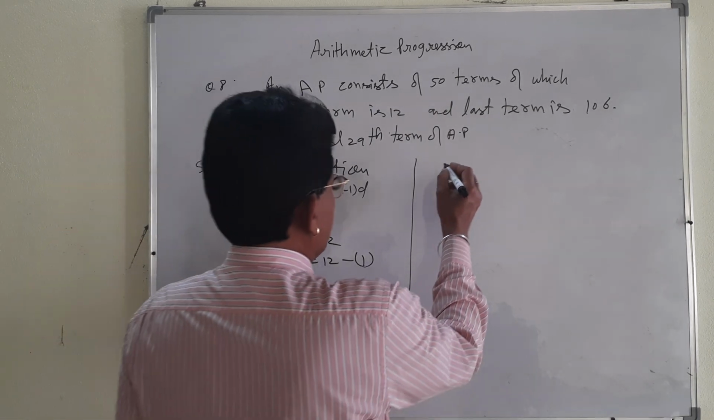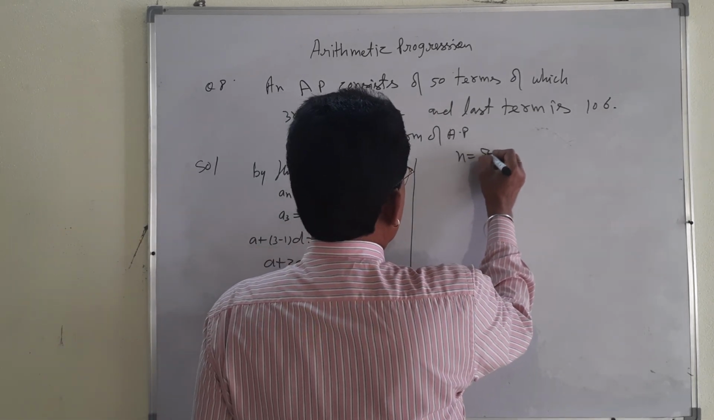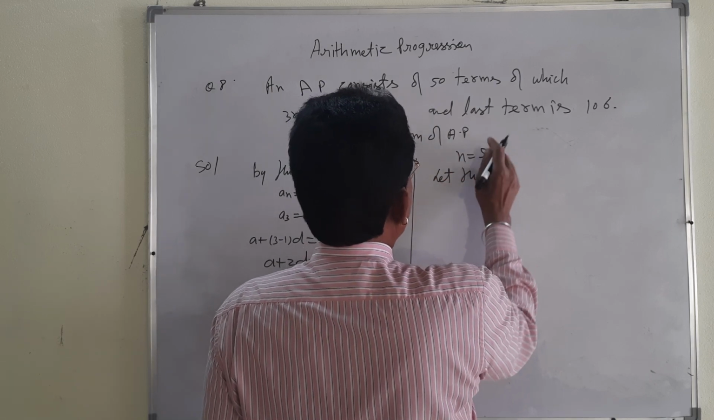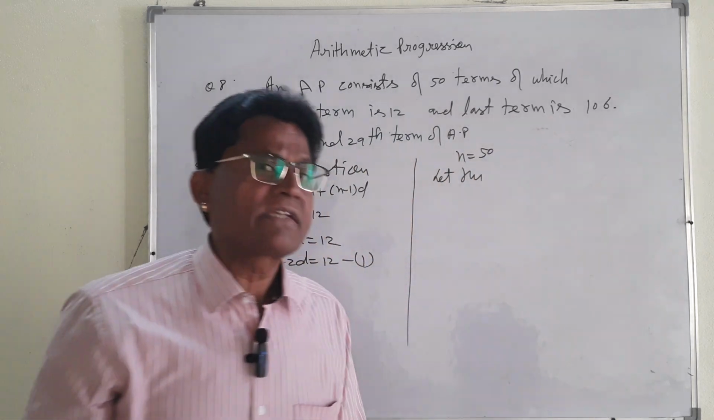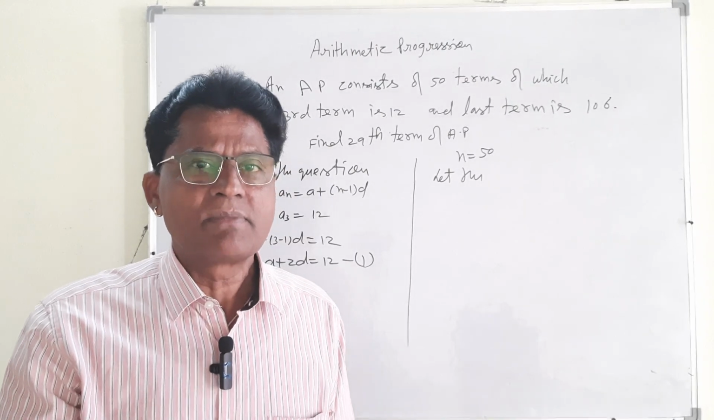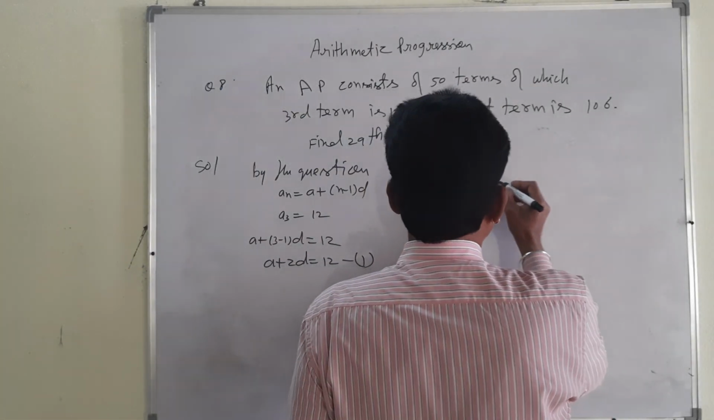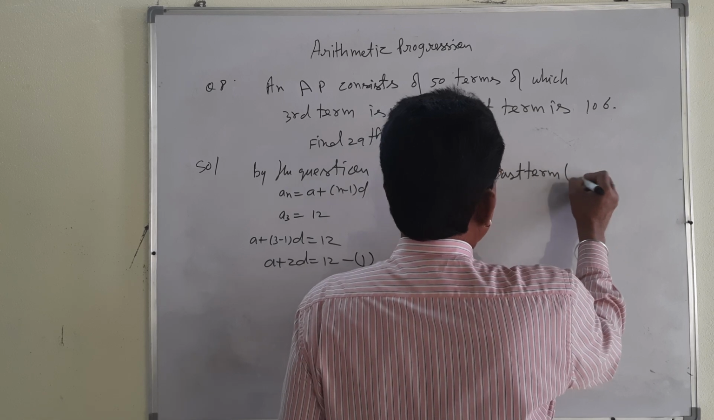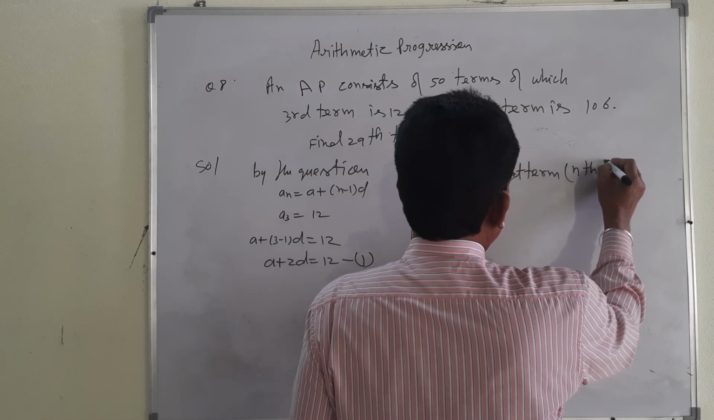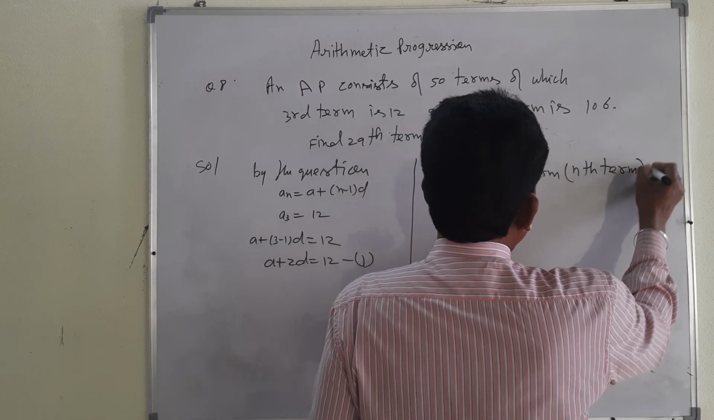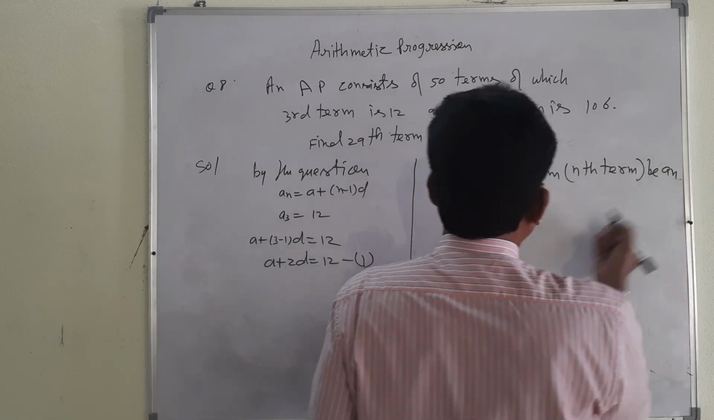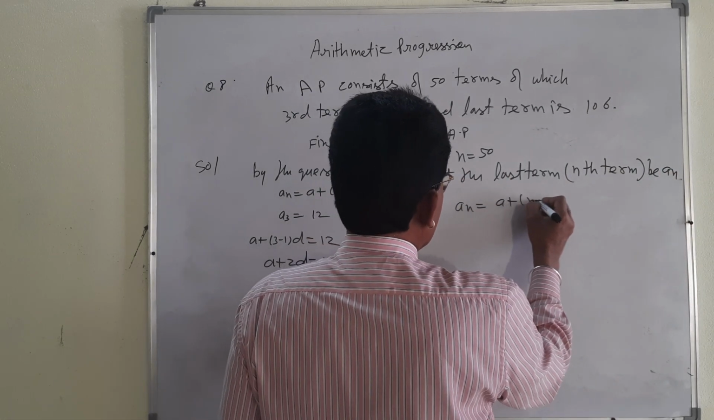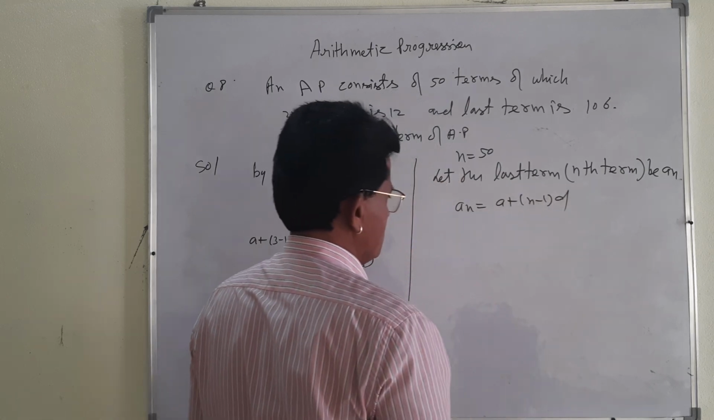One more thing, let me take n equal to 50, total number of terms are 50. Here it is given the last term. Last term means the nth term. Let the last term, I am writing in bracket nth term, be an. Last term is an.